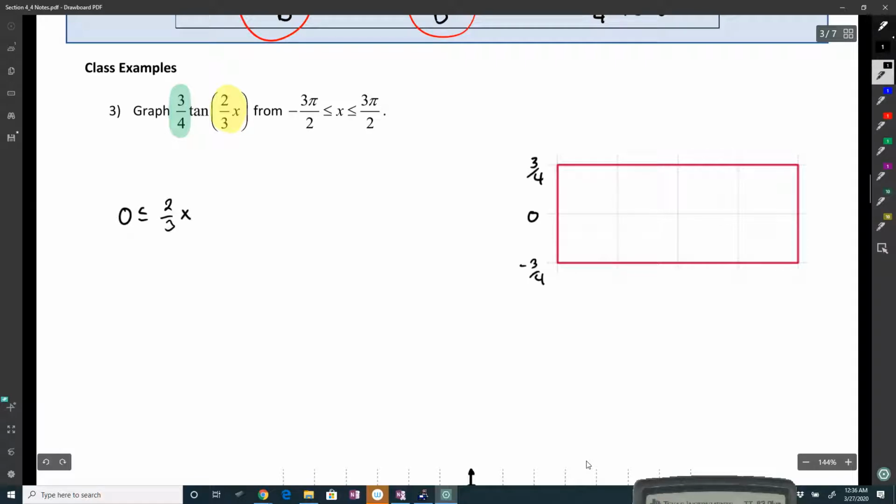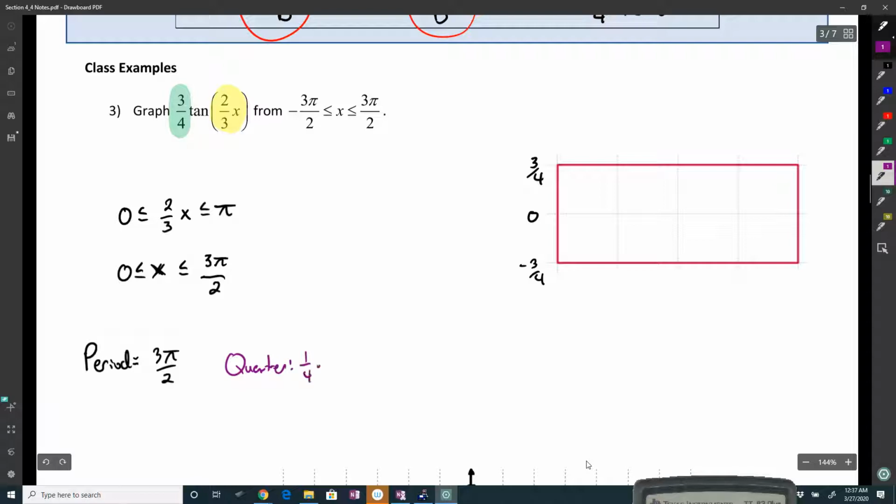Remember that this is tangent. So the period is pi, not 2 pi. So pi, and then I multiply by 3/2. When I do that, I get 3 pi over 2. There you go. So I know that my period is 3 pi over 2, which means that each quarter is going to be 1/4 times 3 pi over 2, which is 3 pi over 8.